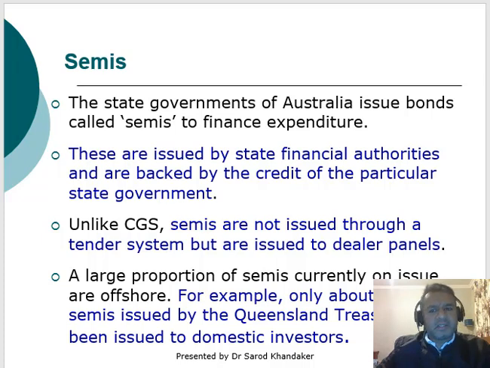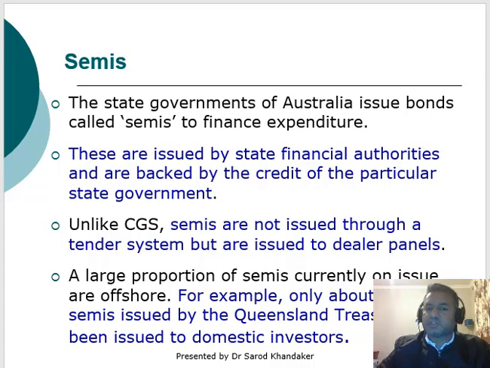Another interesting type of bond is called semis. Semis are bonds for the state governments. These are issued by the state financial authorities and are backed by the credit of the particular state government. However, note that unlike CGS, semis are not issued through the tender system but issued to the dealer panel.